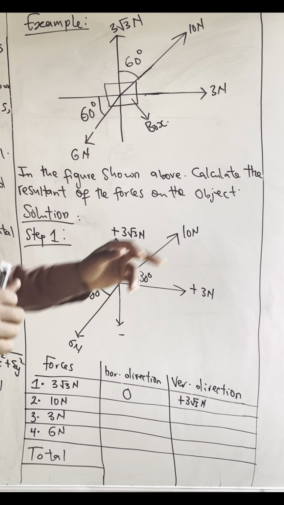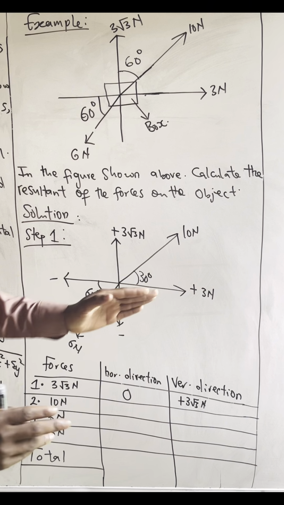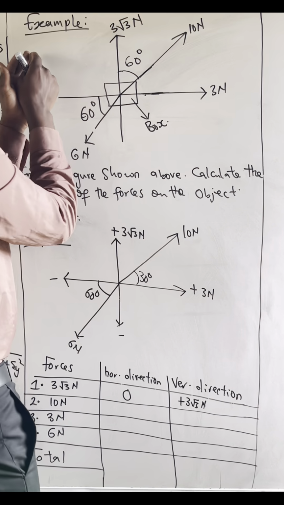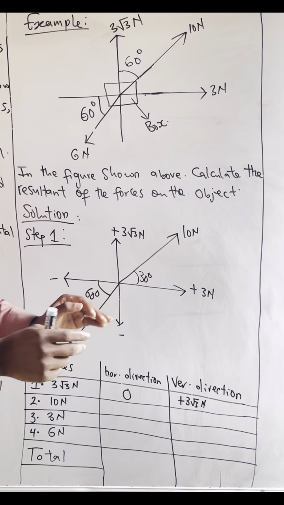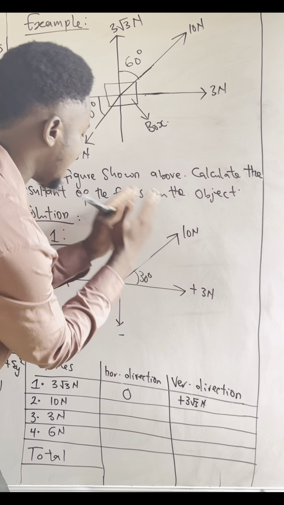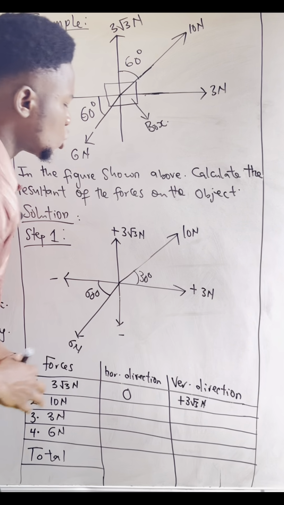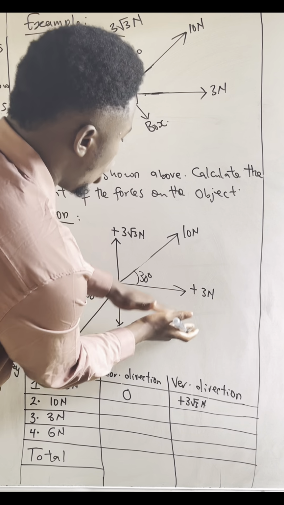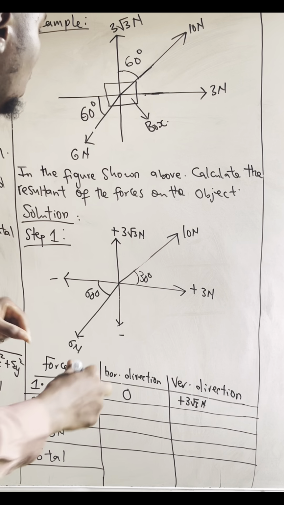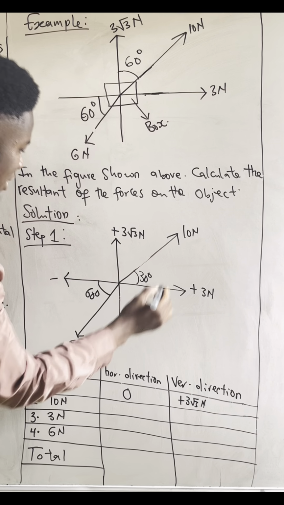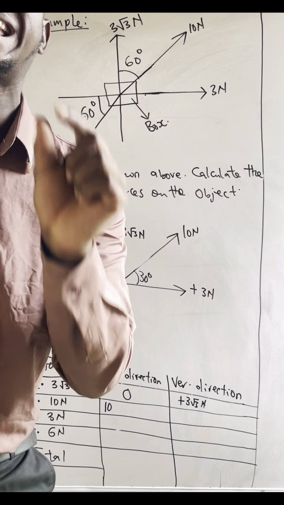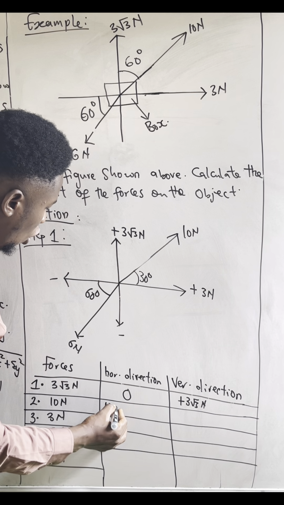Now, the next one, guys, is 10 Newton. We are going to see that this 10 Newton is going in a particular direction like this. This means that I can either resolve it to the horizontal or resolve it to the vertical. If I want to resolve this 10 Newton to the horizontal, I'm going to be taking the cos. But if I want to resolve it to the vertical, I'm going to be taking the sine. So to resolve to the horizontal, I write 10, because whenever we are resolving to the horizontal, we have to take cos. Then write 10 cos.